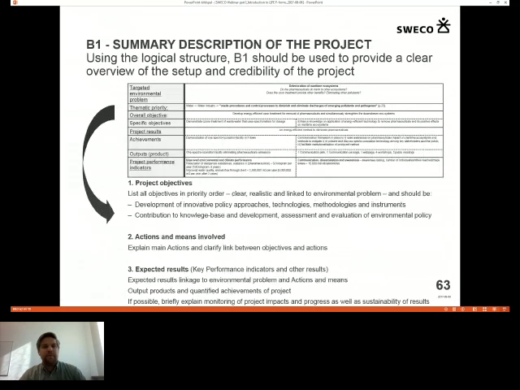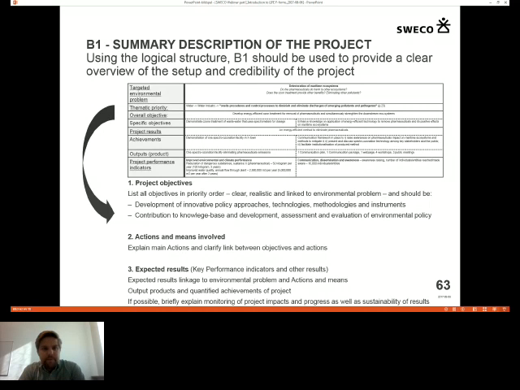Using this table, you will be able to fill out B1, which is a summary description of the project. In the B form, B1, you will be able to describe it in a very clear and concise way if you already know what you're going to write here. So first of all, the project objectives. If you have a table, then you will know the project objectives already.